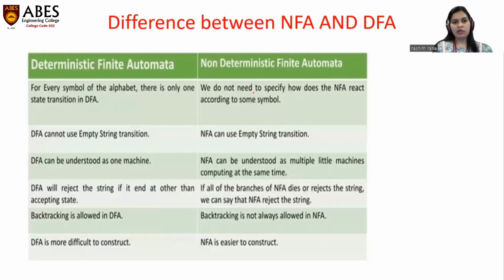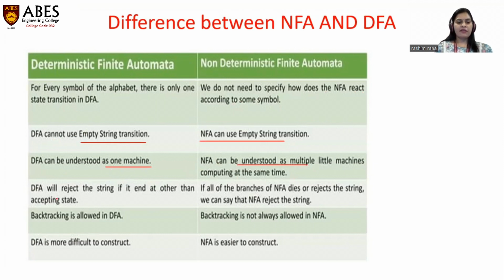Let's discuss the difference between NFA and DFA. For every symbol of the alphabet, there is only one state transition in DFA. In NFA, we do not need to specify how the NFA reacts according to some symbol. DFA cannot use the empty string, but NFA can use the empty string. DFA can be understood as one machine, but NFA can be understood as multiple little machines computing at the same time.